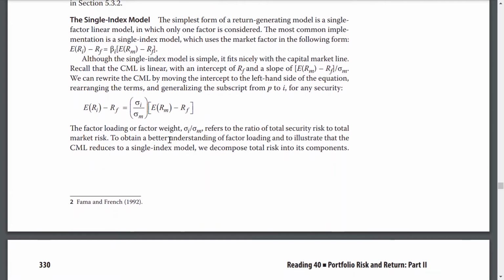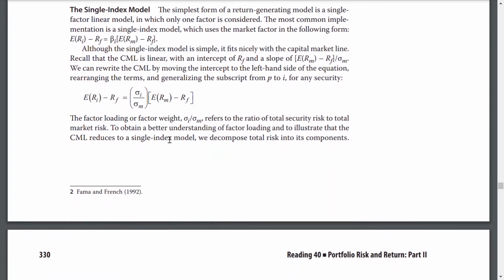A single index model, the simplest form of return-generating model, is a single-factor linear model in which only one factor is considered. The most common implementation is a single index model, which uses the market factor in the following form. It's simple, and it fits nicely with the capital market line. Recall that the CML is linear with an intercept of RF and a slope as such. We could rewrite the CML by moving the intercept to the left-hand side of the equation, rearranging terms, and generalizing the subscript from P to i for the security as such.